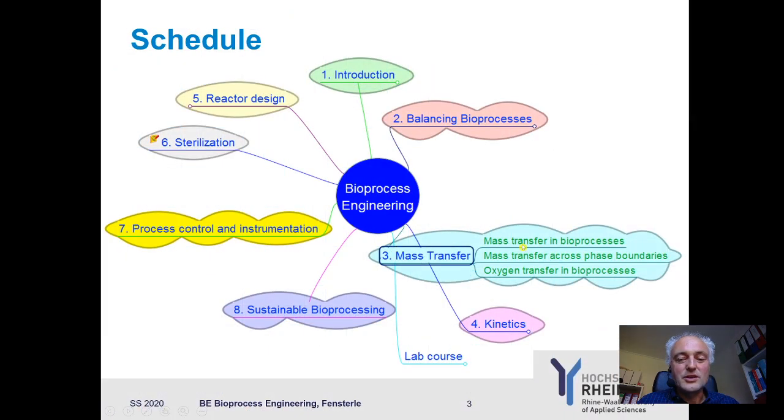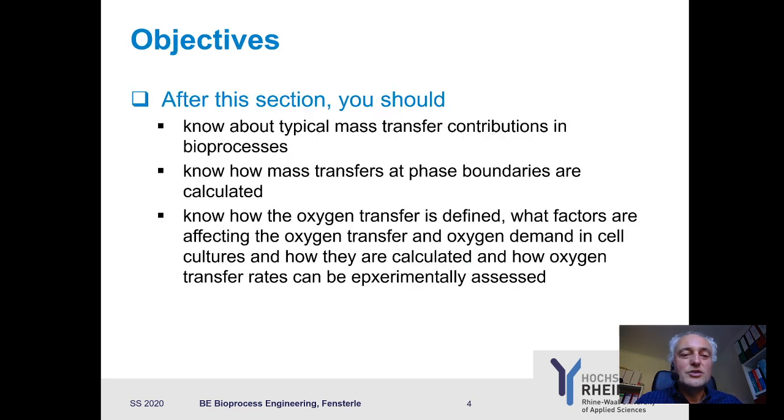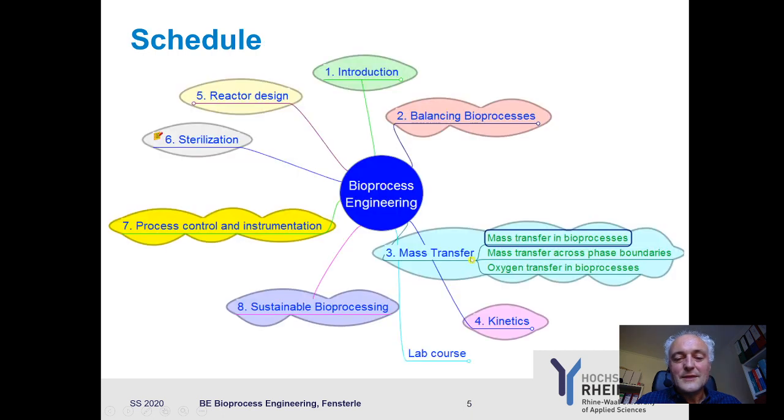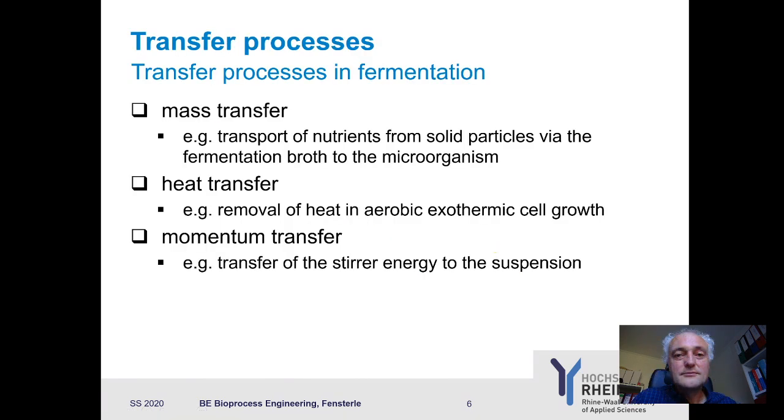So we will talk about mass transfer in bioprocesses, and at the end we mainly will talk about oxygen transfer, because you will see that the problem number one in bioprocesses is bring the oxygen into the liquid. Okay, you should know about typical mass transfer contributions, how mass transfers at phase boundaries are calculated, and know how the oxygen transfer is defined. Okay, let's start with mass transfer in general.